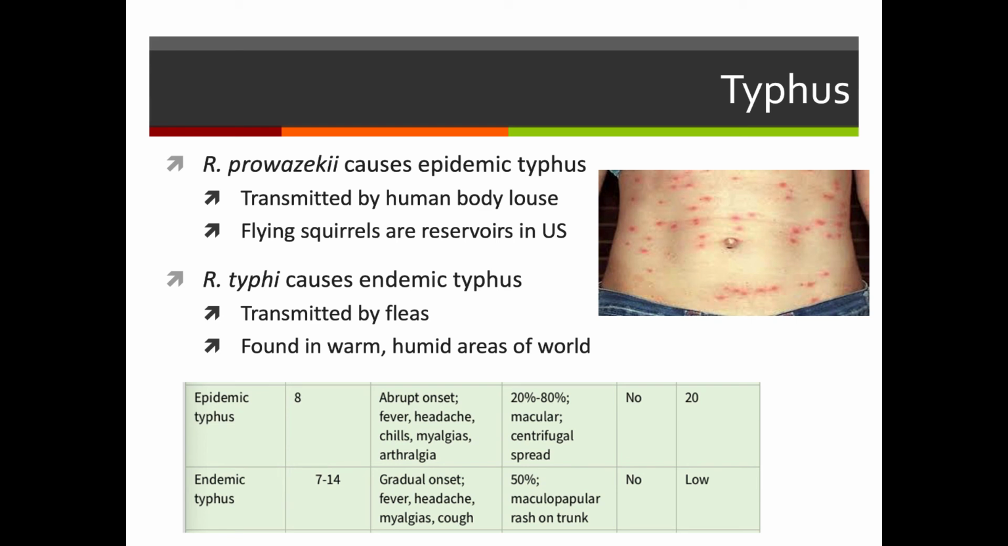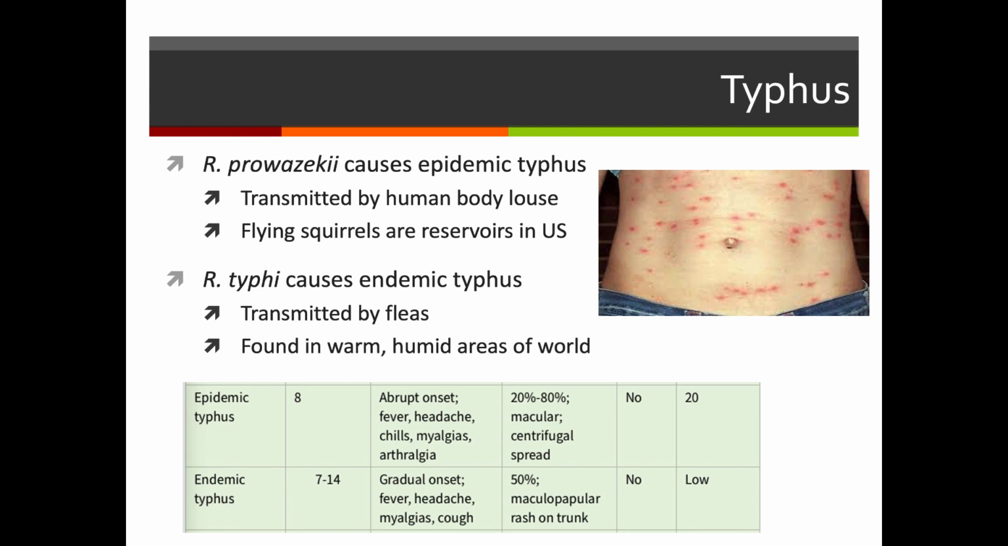Again, in the US, we don't see this super commonly. However, every once in a while, you can see a little outbreak of it associated with flying squirrels. So no touchy the flying squirrels. Epidemic typhus symptoms will develop approximately 8 days following the bite of the louse. Abrupt onset, fever, headache, chills, muscle pain, joint pain. 20 to 80% of patients will develop a rash.